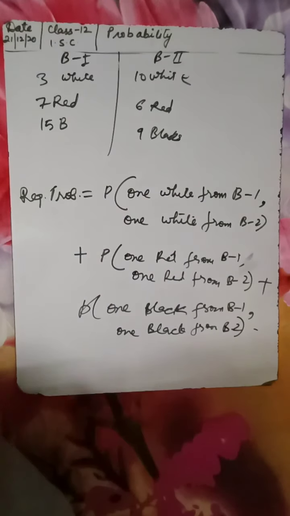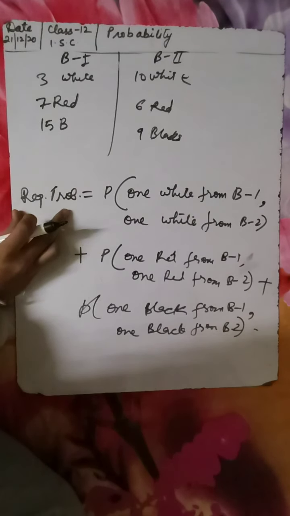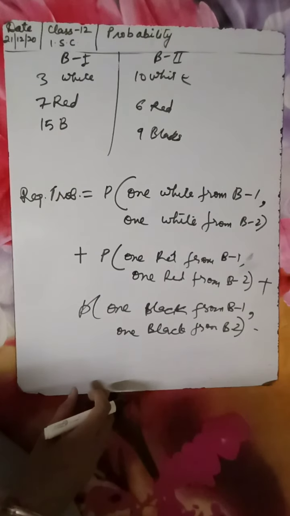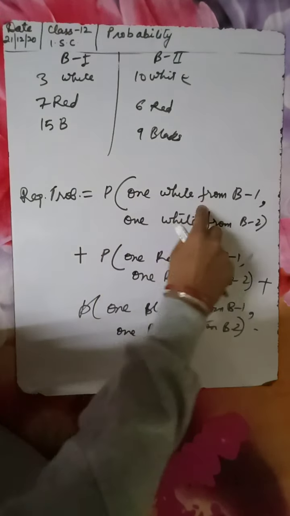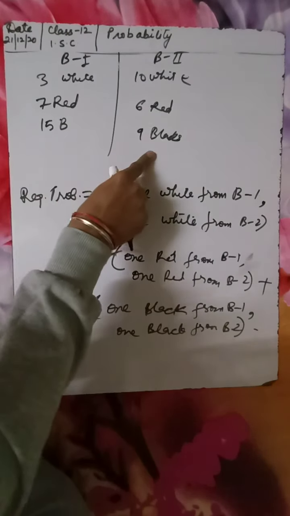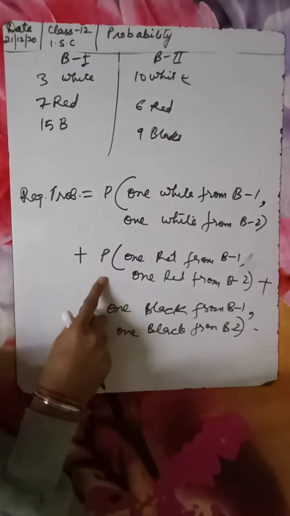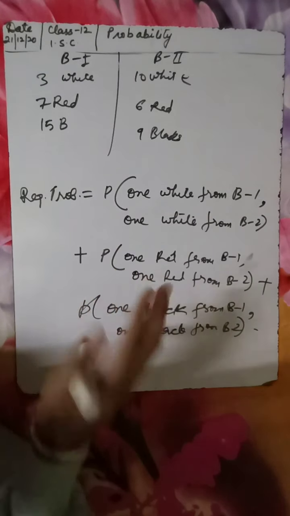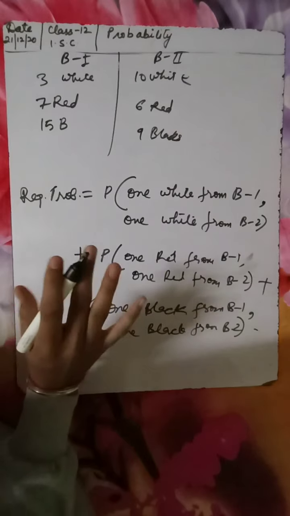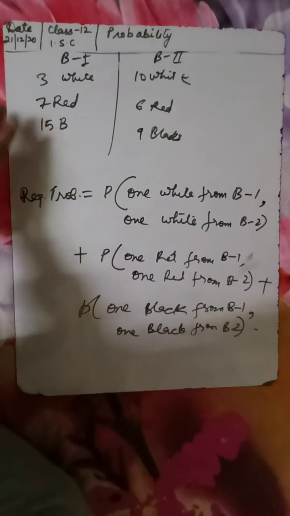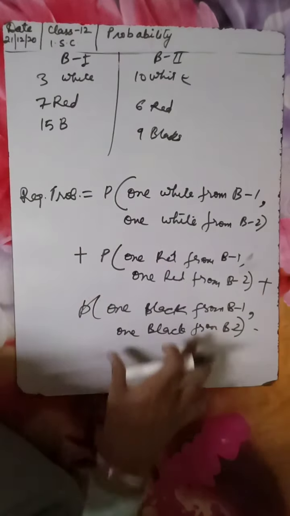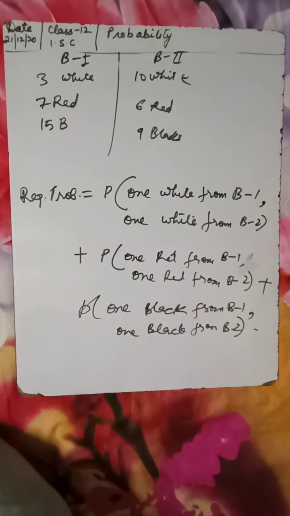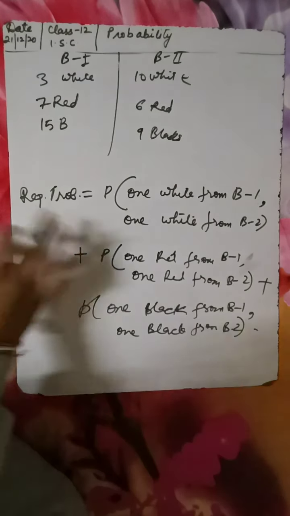Can you understand this? For the required probability, we need to add the three probabilities like this: one white from the first and one white from the second, plus, because it should be of the same color and we don't know the color, we have to take all three and add their probabilities. So that would be the required probability.